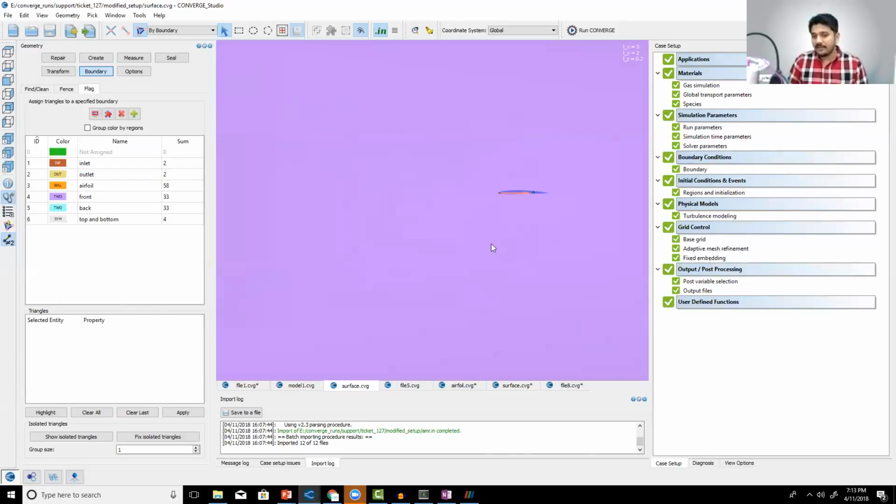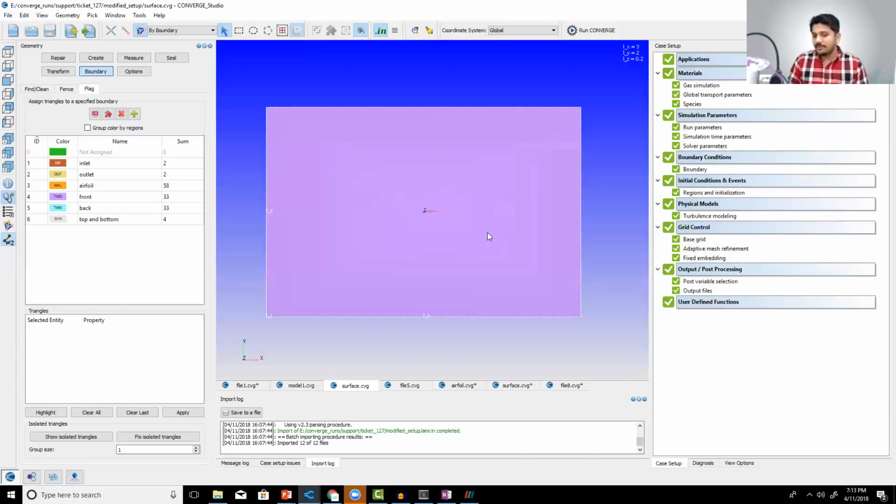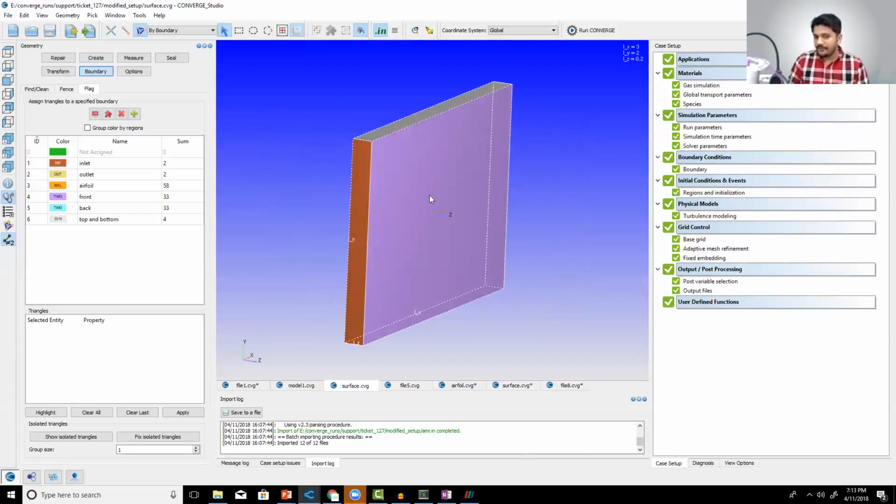So here what I have is an airfoil. If you zoom in here, you can see that I have an airfoil, and I'm simulating the flow over it. The first step is creating a box around my airfoil. This is what you call a virtual wind tunnel. Why virtual? Because you're doing it in a computer.